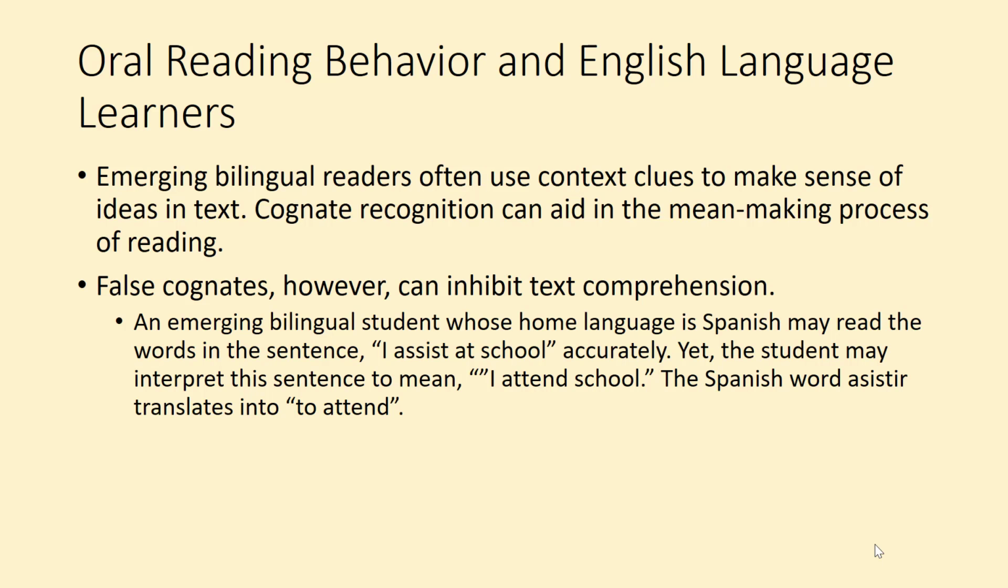Oral reading behavior and English language learners or emerging bilingual students. Emerging bilingual readers often use context clues to make sense of ideas in text. Cognate recognition can aid in the meaning-making process. Cognates are words that look alike and sound alike across languages. False cognates, however, can inhibit text comprehension. An emerging bilingual student whose home language is Spanish may read the words in the sentence "I assist at school" accurately, yet they might interpret this to mean "I attend at school" because of the word asistir, translating to attend.